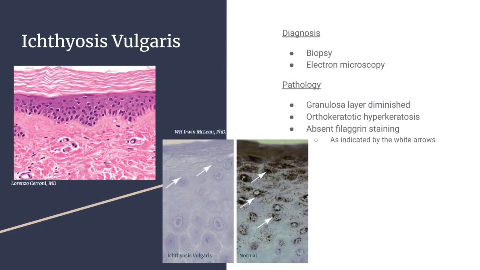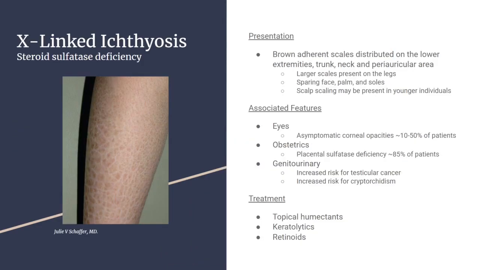It's often a clinical diagnosis, but if you wanted the biopsy, you can, and what you'd see here is that the granulosa layer is diminished to a degree. You'd see some hyperkeratosis, orthokeratotic hyperkeratosis, and you could do a filaggrin stain, which you'd notice would be negative, but it often is a clinical diagnosis.